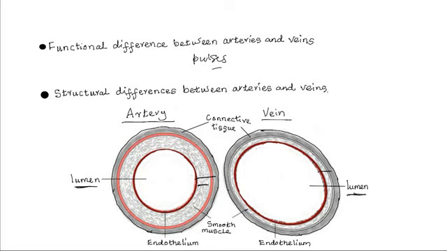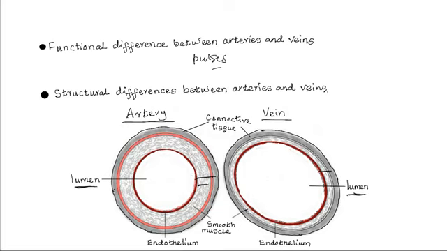A third point of difference is the presence of valves in the veins and the absence in the arteries, except at the base of the large arteries leaving the heart. So that is, except for the aorta and pulmonary artery that have semilunar valves at the bases, arteries have no valves. Veins, on the other hand, have valves at regular intervals through their length.